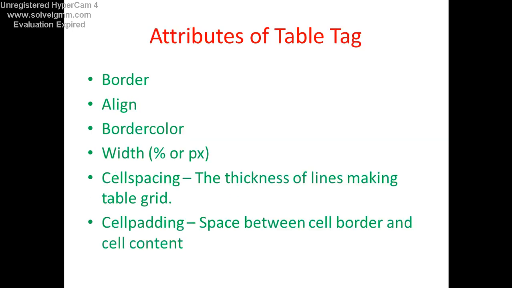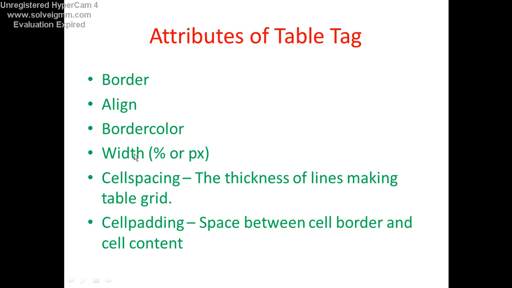Here are the attributes of the table tag. The first one is border. You can set the border of your table. Alignment, you can set the alignment of your table, whether you want to put it on right, left, or center. You can also set the border color of your table. Width, you can set the width of columns and rows in percentage or pixels. Cell spacing, the thickness of the lines making the table grid.